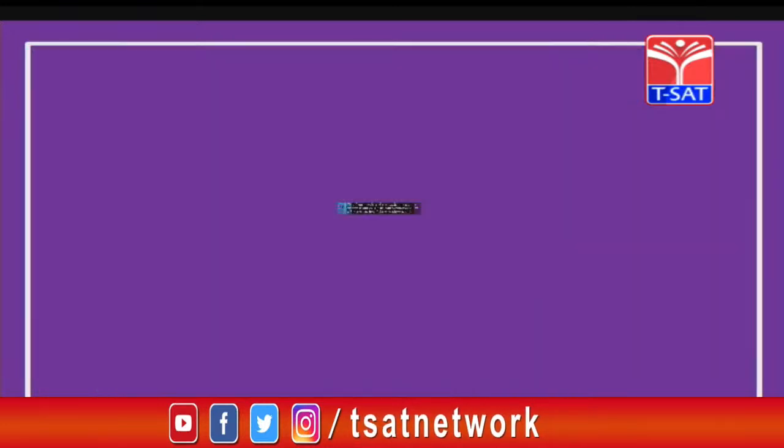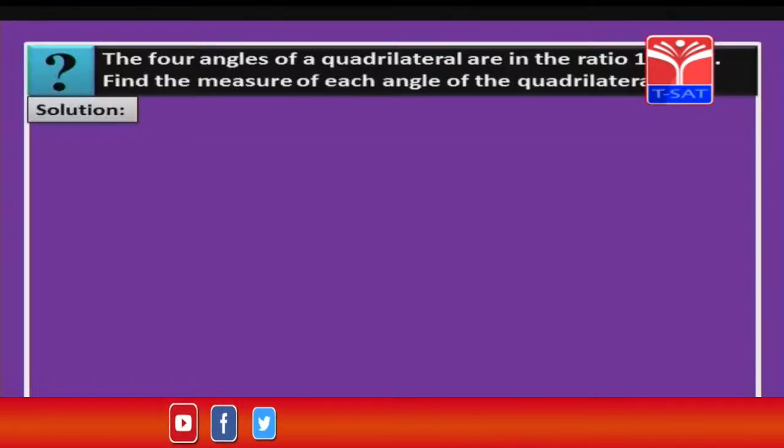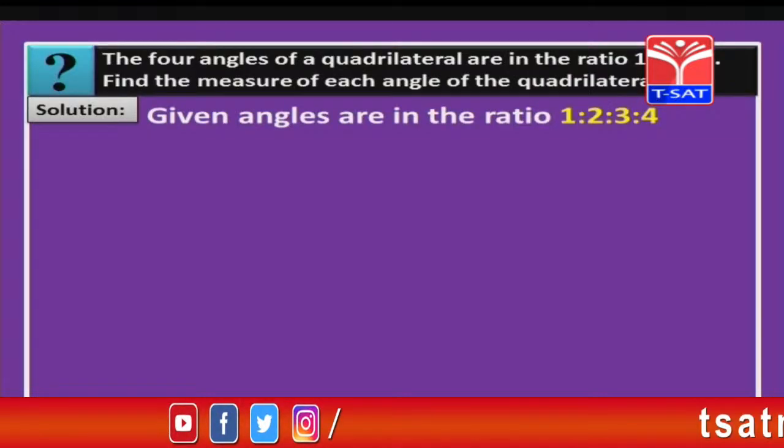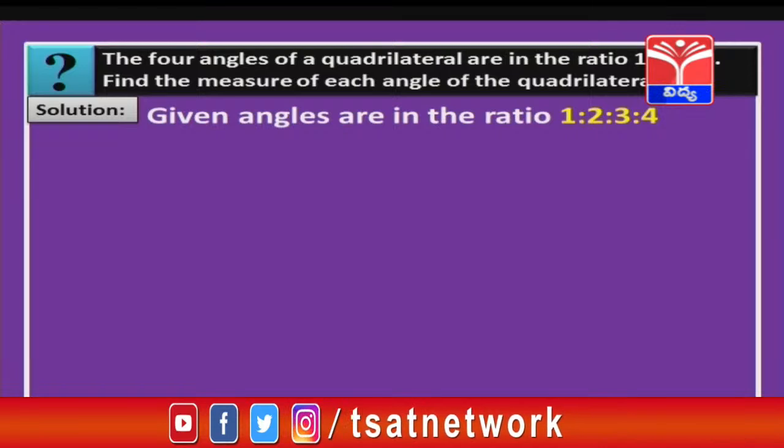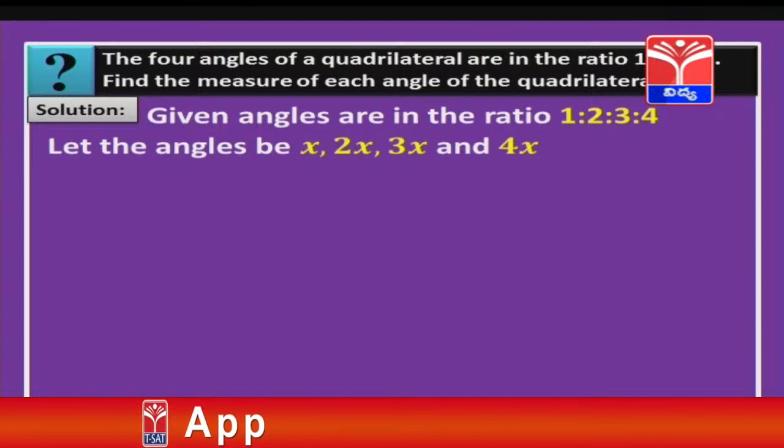Okay, children. Let us move on to our next problem. The 4 angles of a quadrilateral are in the ratio 1:2:3:4. Find the measure of each angle of the quadrilateral. Let us start with the solution. Given angles are in the ratio 1:2:3:4. So, let us assume these angles as x, 2x, 3x and 4x.